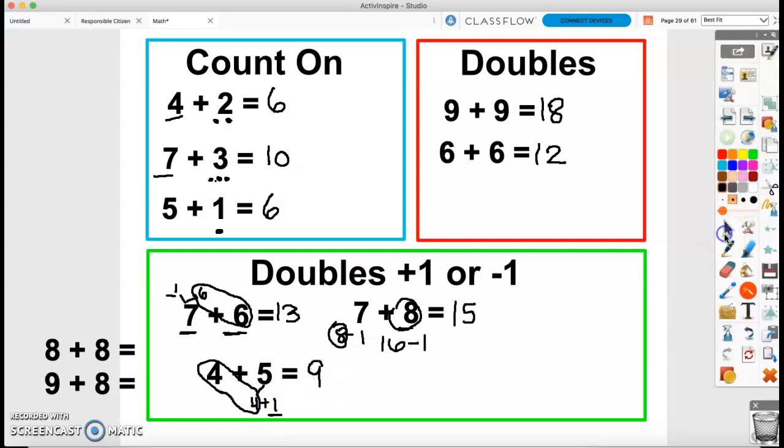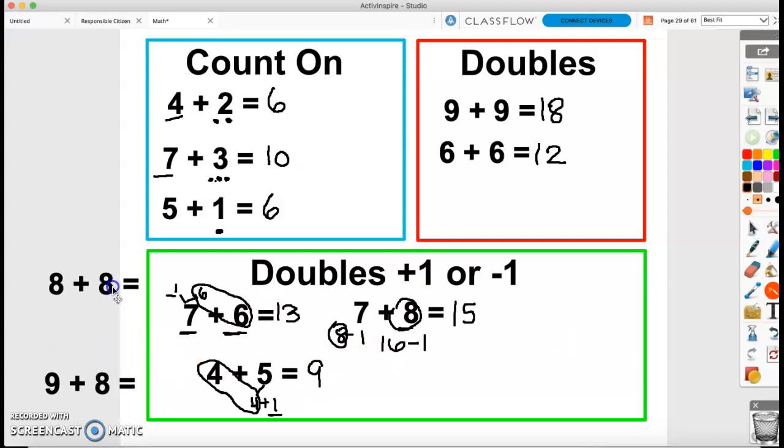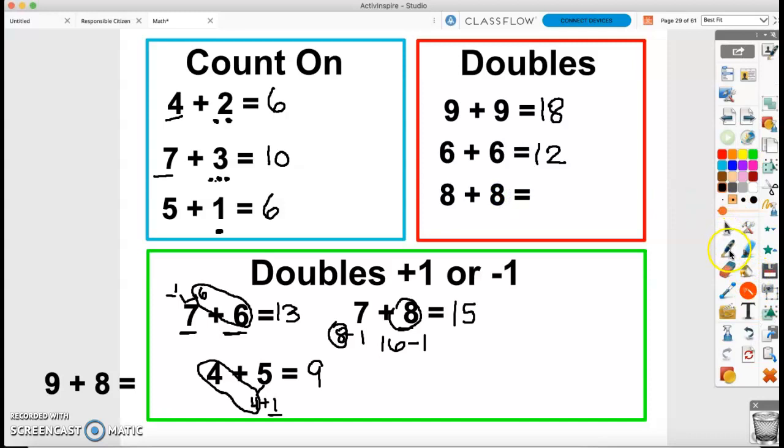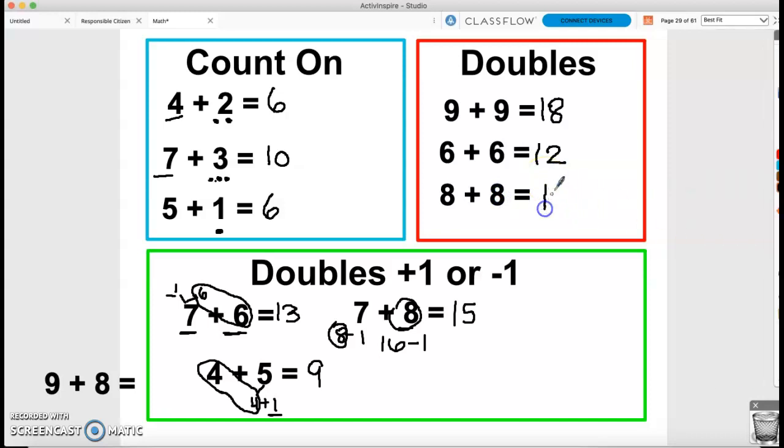The next problem is 8 plus 8. 8 plus 8, I see my 2 add-ins are the same, so that would be a doubles. And 8 plus 8 is 16.